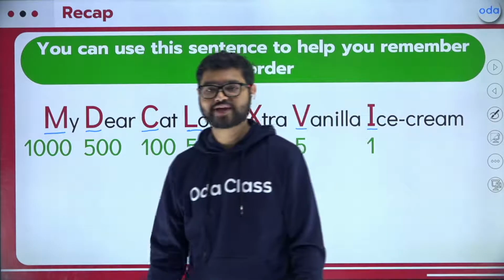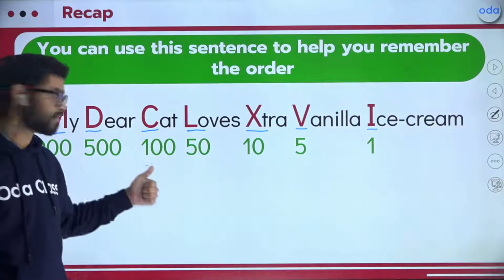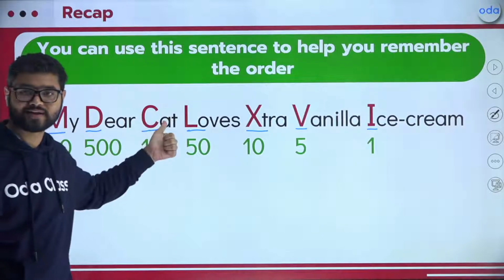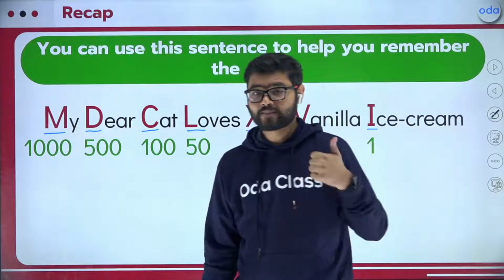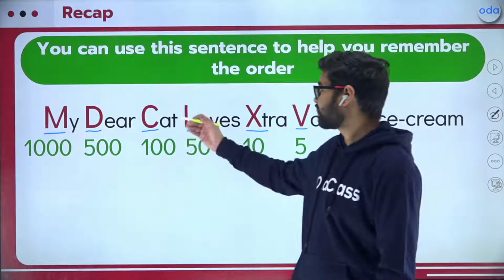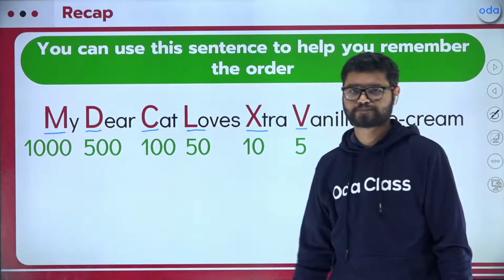Last but not the least, we have I, the value is equal to 1. Can you learn this? Can you remember this sentence and all the values? Give me thumbs up in the chat box if you can do that. Come on, give me thumbs up. This is one very easy way to remember all the symbols and their values.